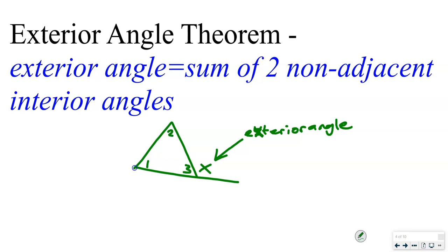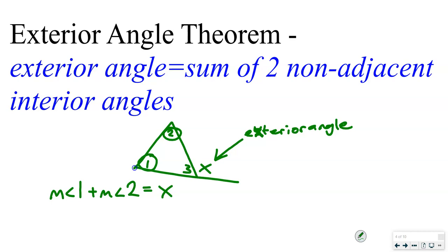Now this is saying that the exterior angle is going to equal the sum of the two non-adjacent interior angles. So non-adjacent to itself. 3 is adjacent with x. So we're talking about 1 and 2. So this would be measure of angle 1 plus the measure of angle 2 equals x. And that would be your exterior angle theorem, what it would look like. So those will always be the same.